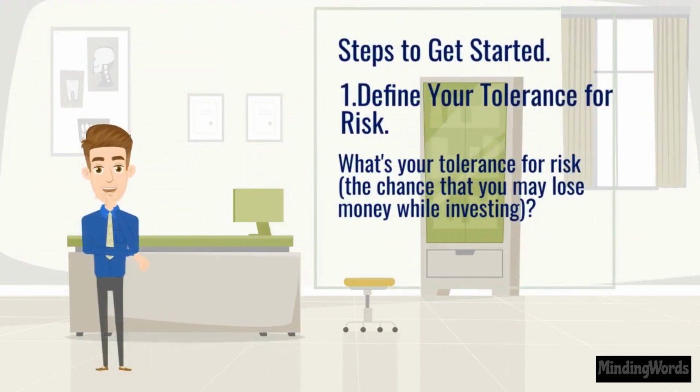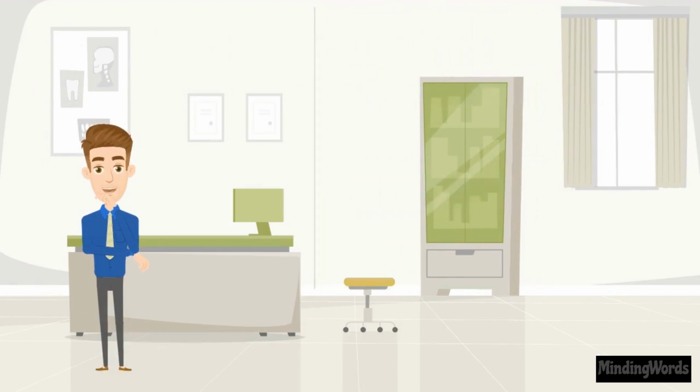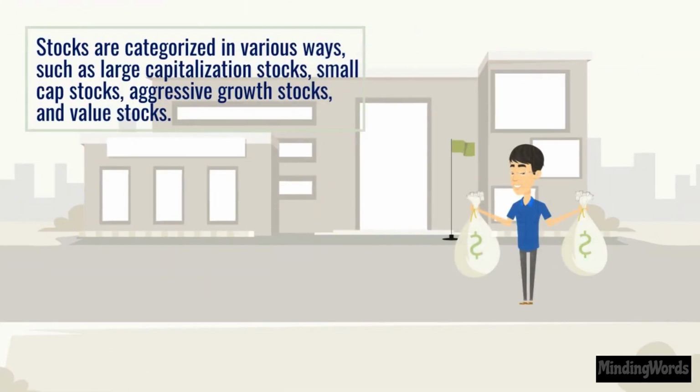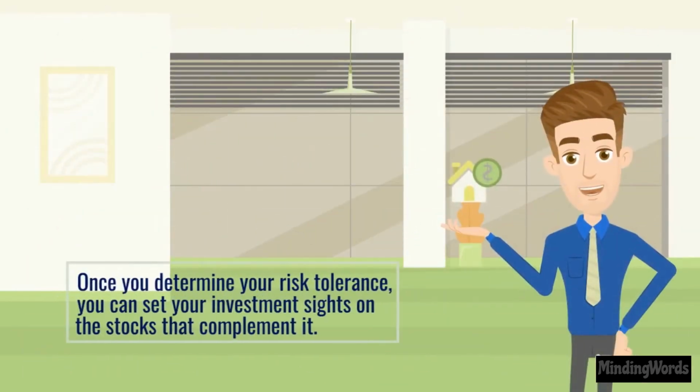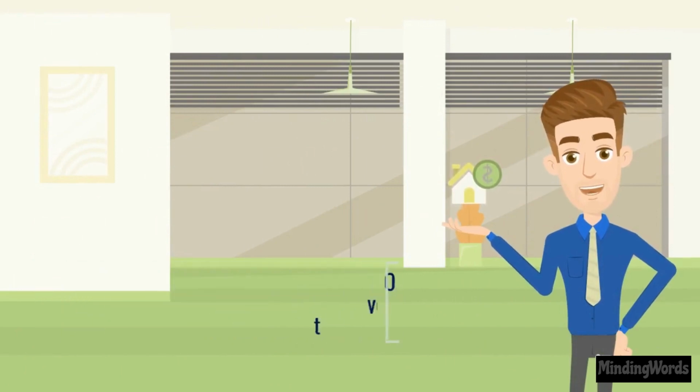Define your tolerance for risk. What's your tolerance for risk? The chance that you may lose money while investing. Stocks are categorized in various ways, such as large capitalization stocks, small cap stocks, aggressive growth stocks, and value stocks. They all have different levels of risk. Once you determine your risk tolerance, you can set your investment sights on the stocks that complement it.